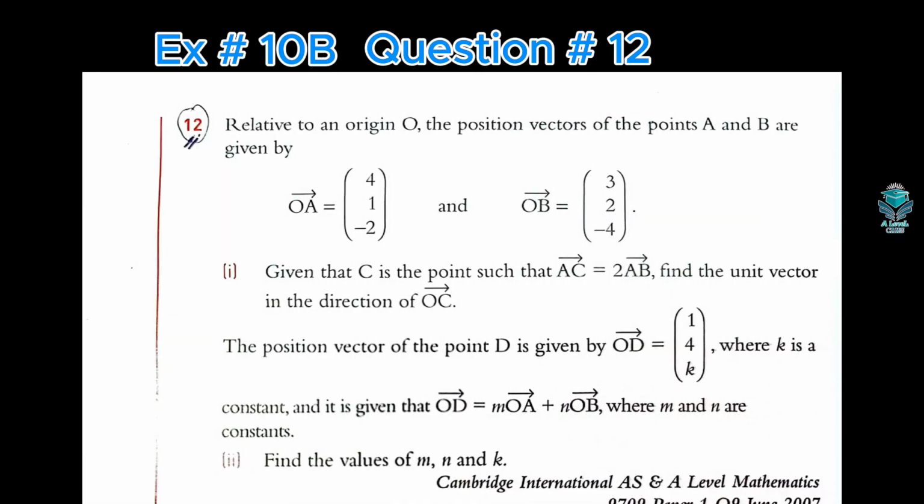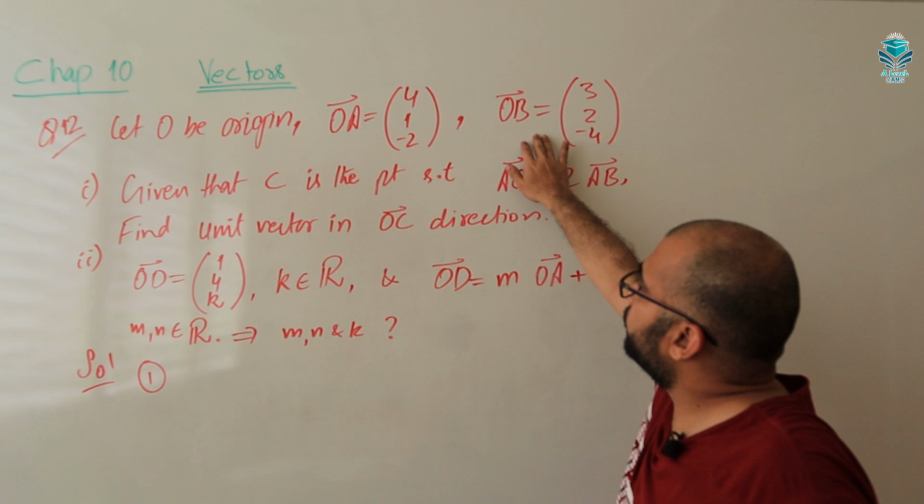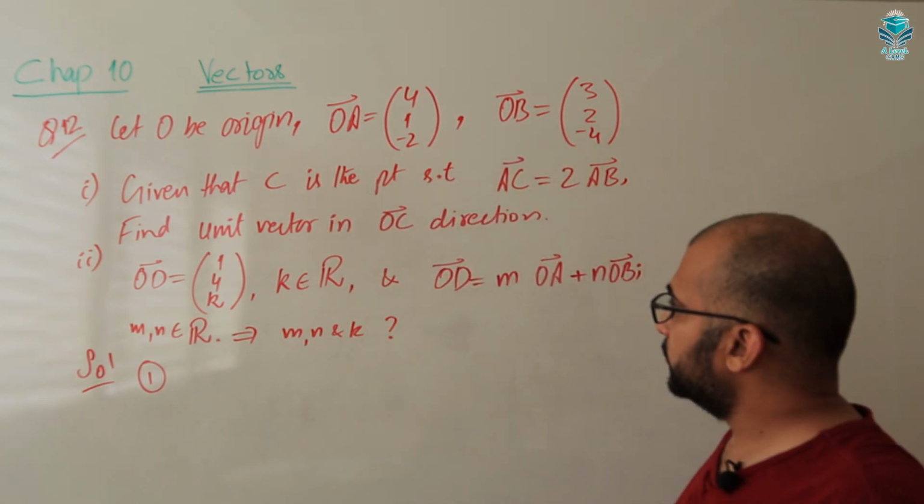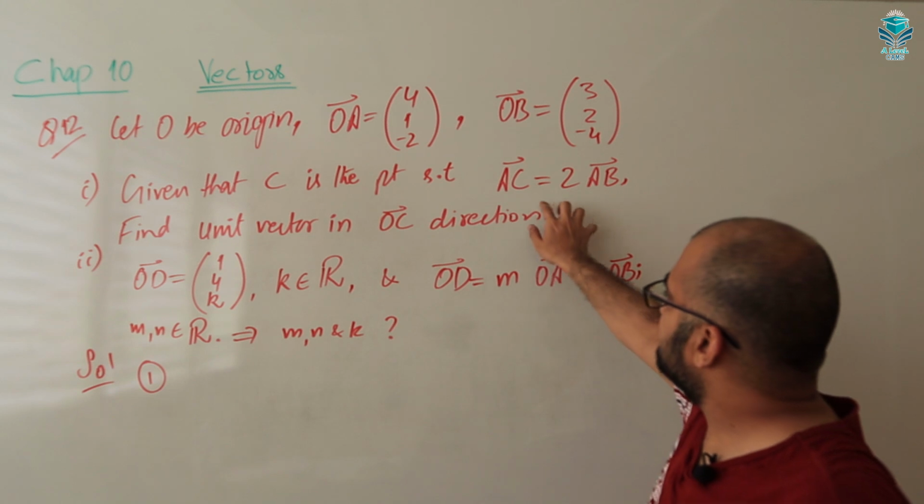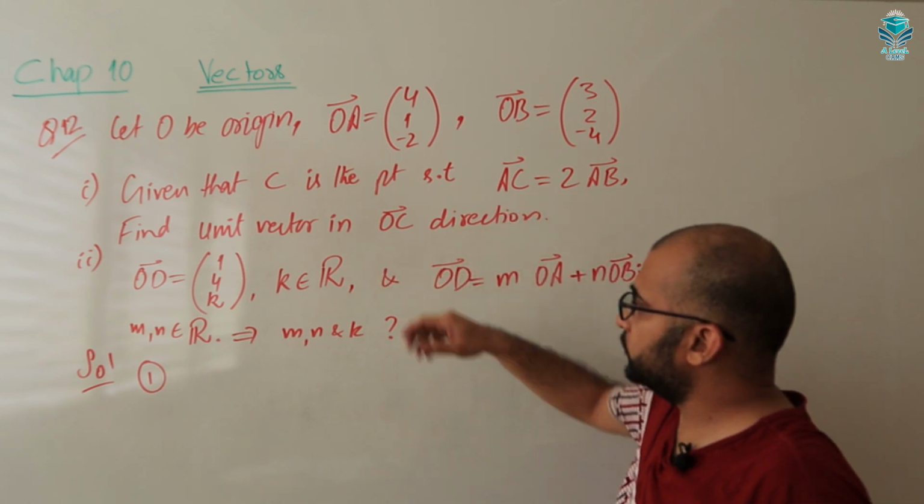In question number 12 we are given that O is the origin, and OA and OB are the position vectors of the points A and B with respect to the origin O. To see the points satisfying this relation, we have to find the unit vector in the direction of OC.